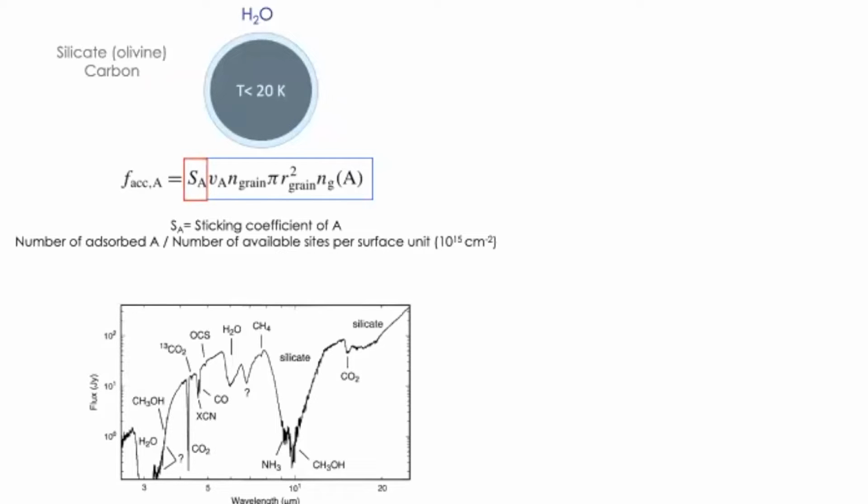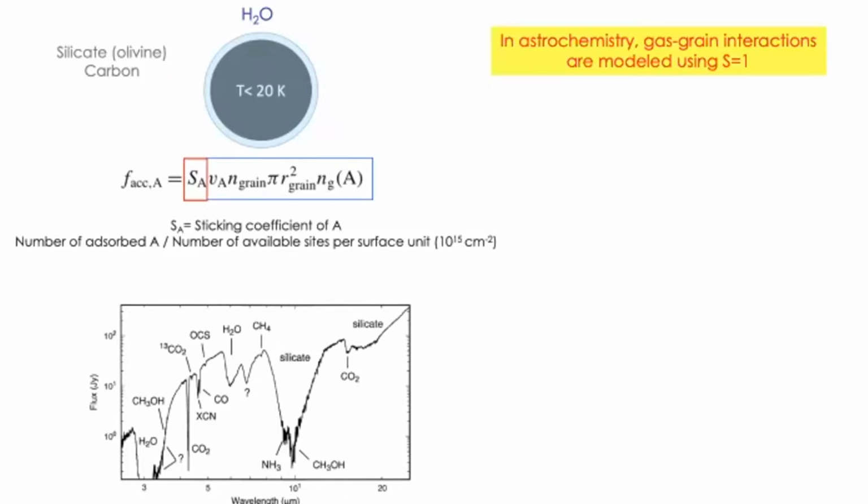So 0 means that after collision, the gas phase species bounces back to the vacuum, to space. While when it is 1, it means that the atom remains stuck on the grain and then can react with its colleagues. So in terms of surface science or modeling, the sticking coefficient is also the number of adsorbed species over the number of available sites per surface unit.